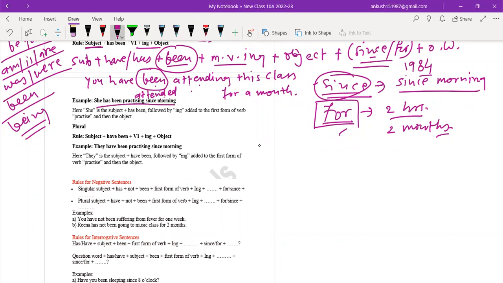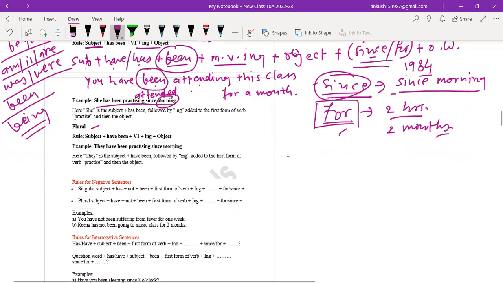Here: she has been practicing since morning. See, I have written since here, so with such words you can use since. For the plural form, I have told you just: subject plus have. I have taken have and has together there.